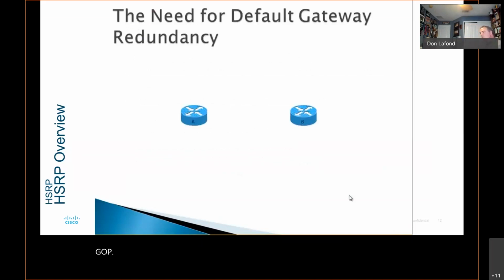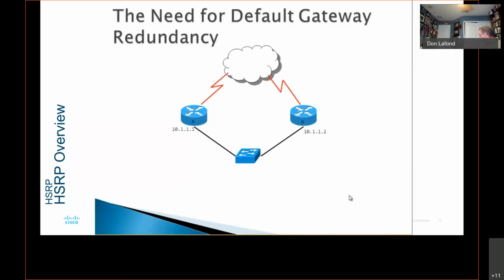Okay, I want you to imagine this. We have two routers, router A and router B. These two routers have a connection towards the internet, the ISP, and router A's IP address is 10.1.1.1, router B's IP address is 10.1.1.2, and they have a connection on the internal network or LAN. On the LAN, we have three PCs.